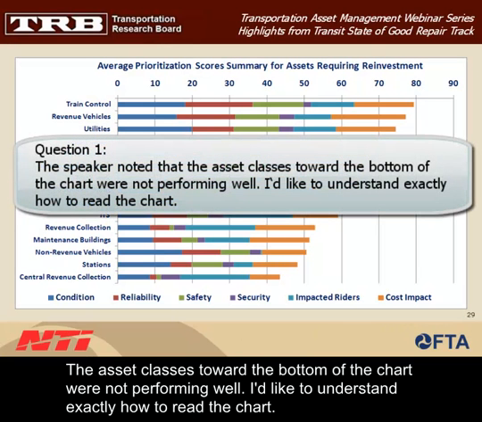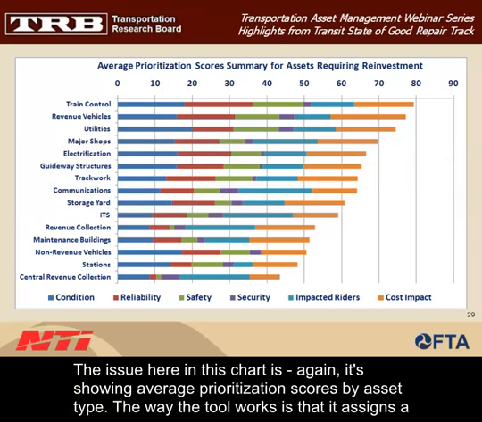The asset classes toward the bottom of the chart were not performing well. I'd like to understand exactly how to read the chart. Yeah, the issue here is that this chart is showing average prioritization scores by asset types.